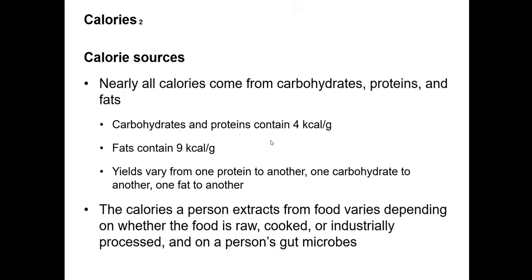So where do these calories come from? What are our food sources? There are really going to be 3 major ones: carbohydrates, proteins, and fats. So carbohydrates and proteins are going to contain about 4 kilocalories per gram, whereas fats will contain 9 kilocalories per gram. So you're going to be able to get more energy typically through eating fats than you would through the other 2 nutrient groups.